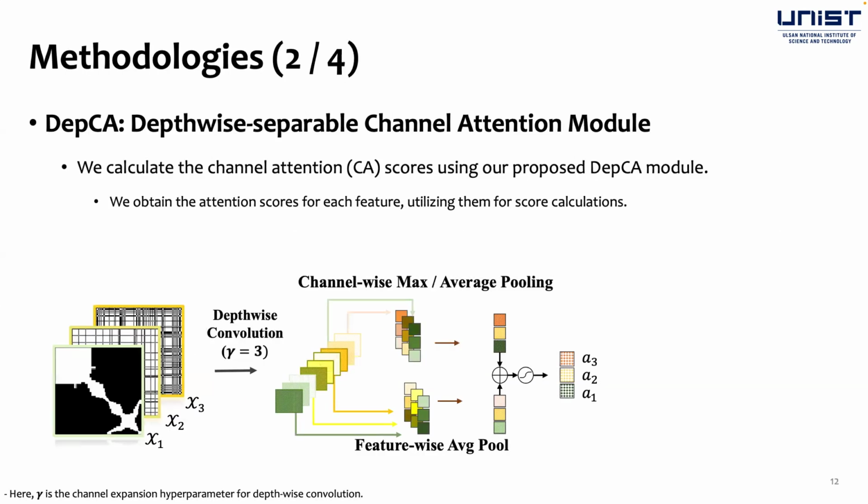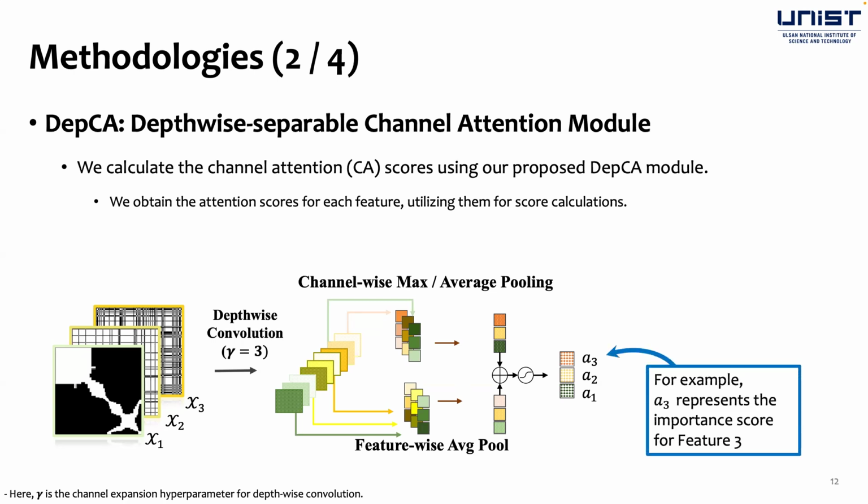The converted images go through our proposed depth-wise separable channel attention or DEPCA module. The depth-wise convolution operation enables the processing of each channel in a channel-wise manner, thus preserving feature-specific informations. Using DEPCA, the learned feature maps are averaged in a feature-wise manner, finally going through a sigmoid layer, where the obtained channel attention scores now represent the feature importance scores. For example, here, A3 represents the feature importance score for feature number 3.